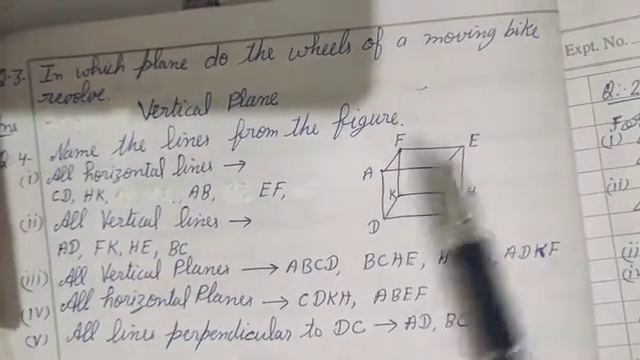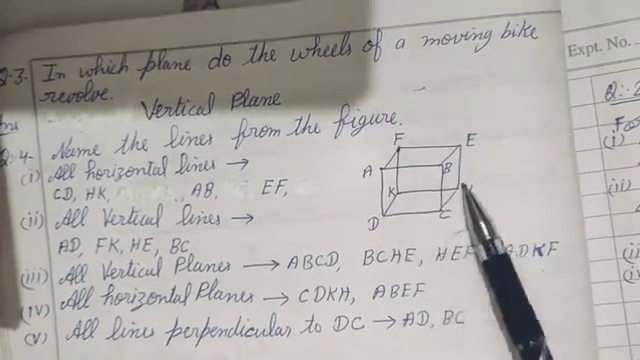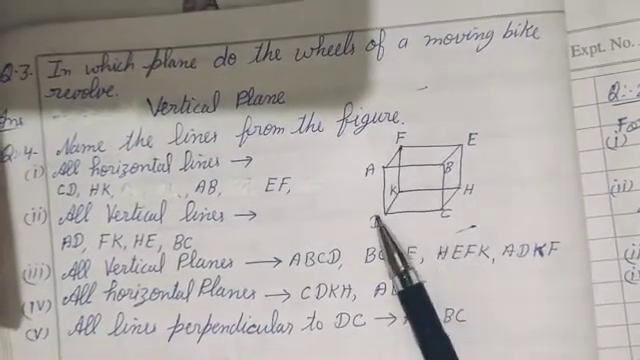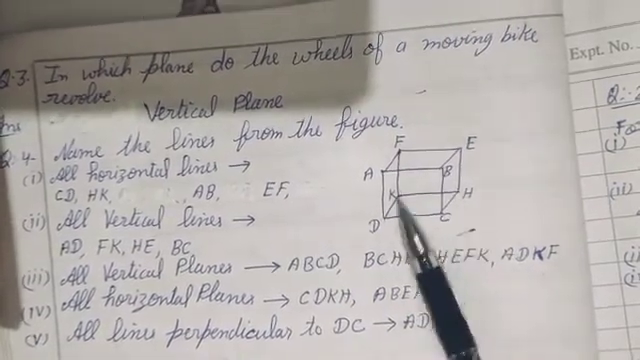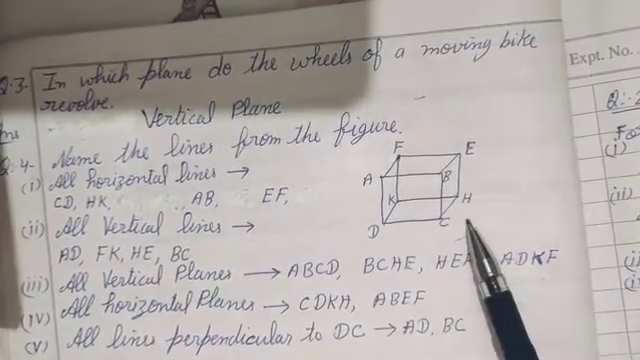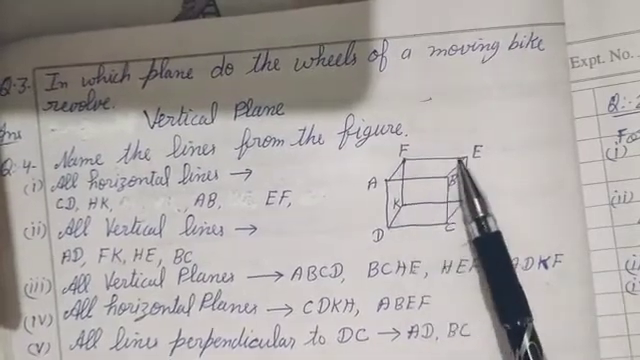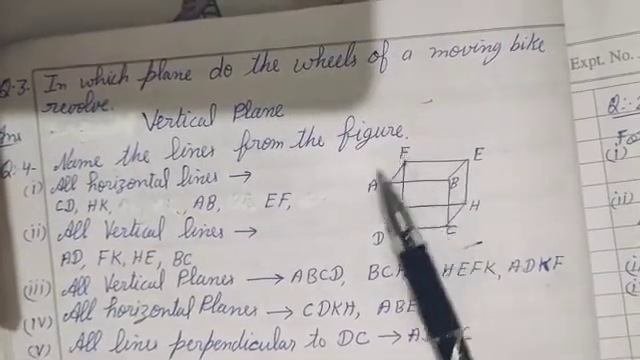All horizontal planes. The horizontal planes are DKHC, or CHKD, or DCHK, or HKDC. You may write the name of this plane in any method. So this is the horizontal plane, and the second horizontal plane is on the top, ABEF.